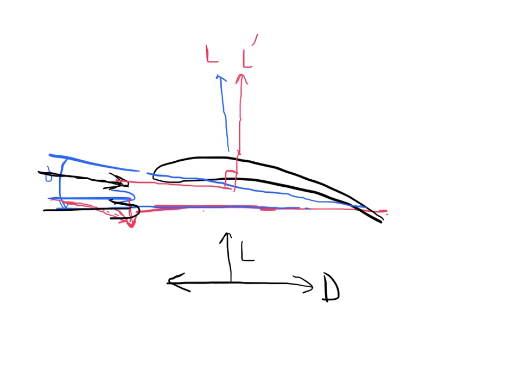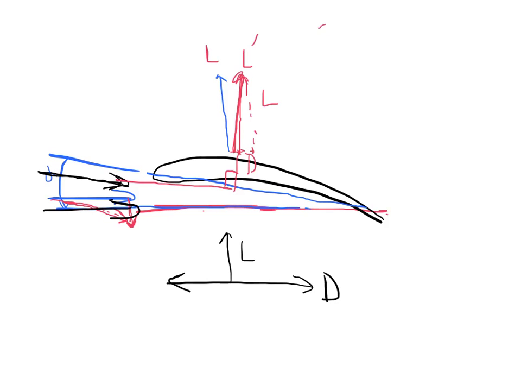So L primed is the net force vector generated in inviscid flow for this 3D wing, and L primed has some horizontal and some vertical components. Let me exaggerate it a bit more so it's clear. Here's an L primed, and we can decompose that into two forces. One is a true lift force normal to the direction of travel. One is a drag force in the direction of travel.